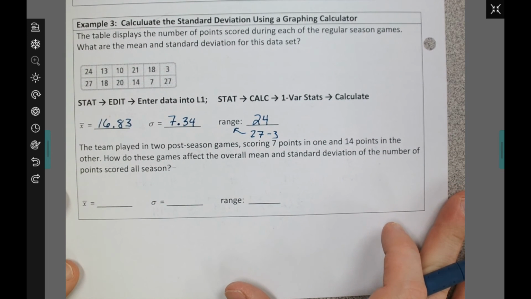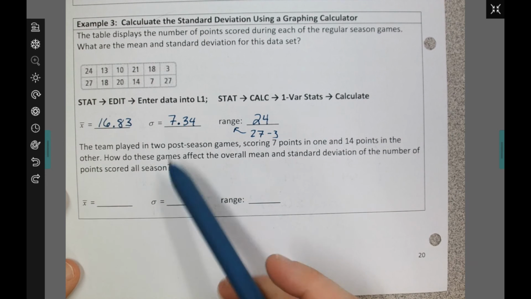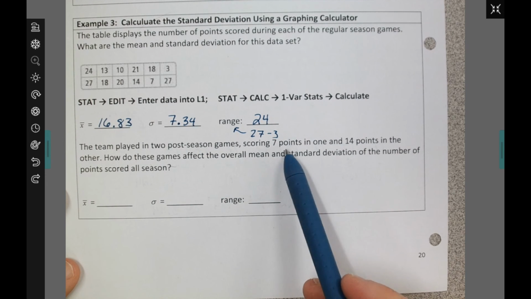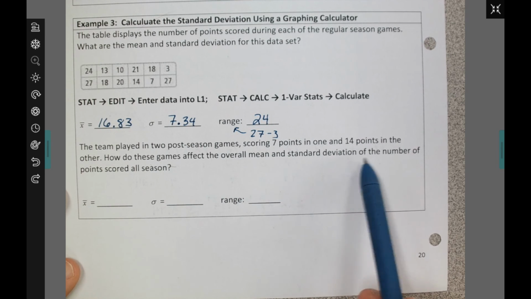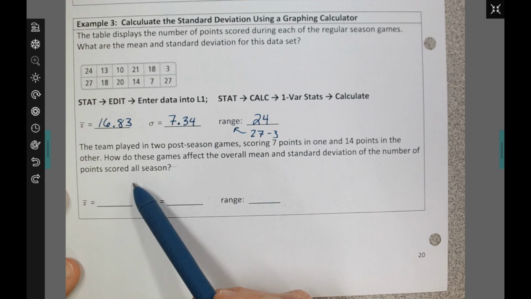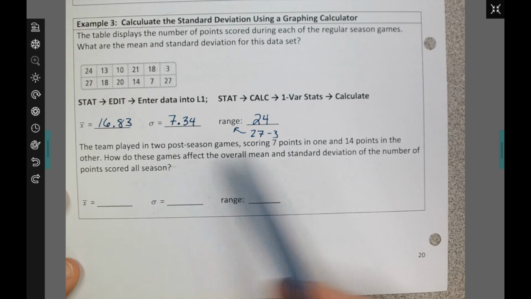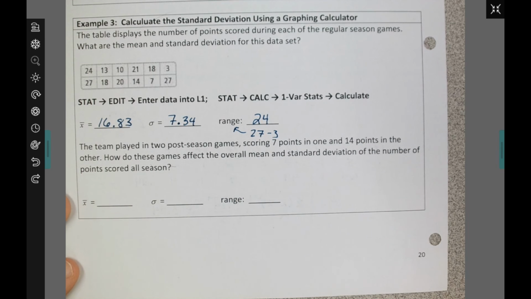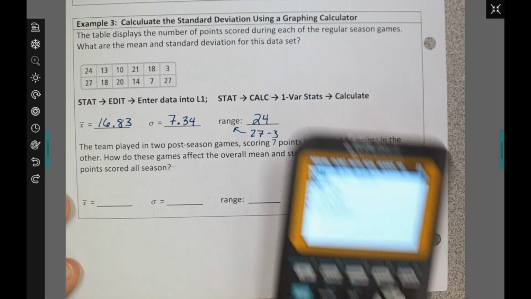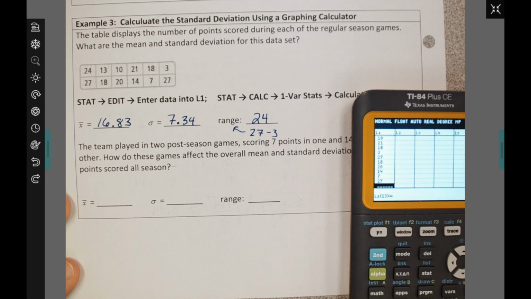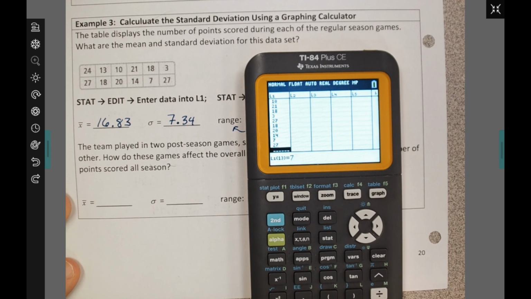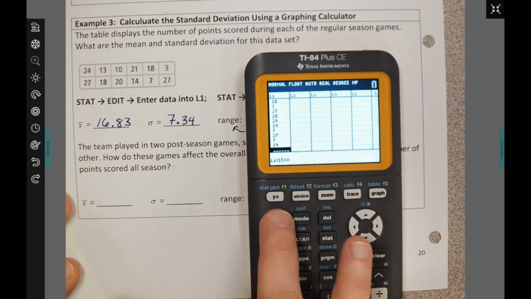All right, so next question, they tell you that the team played in 2 postseason games. They scored 7 points in one, 14 points in the other. How do they affect the overall mean, standard deviation, and the number of points scored all season? So we're going back to our calculator, stat, edit, and then we just have to enter 2 more data values. So I'm going all the way down, hitting the down arrow, and then they scored 7. And they scored 14 in the other.